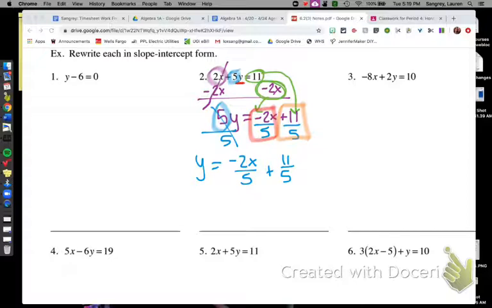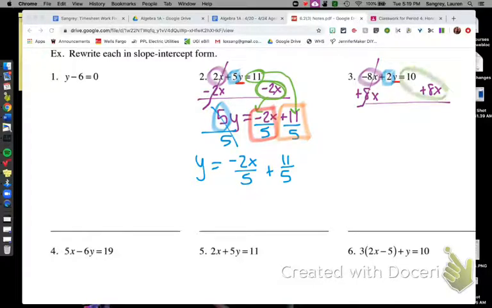Number 3, ask yourself, is y alone? The answer is no, definitely not. We have a negative 8x and we have a 2. We have to undo addition and subtraction first. So I have to get rid of that negative 8x first. So to undo it, I have to add 8x to both sides. And those negative 8's cancel.